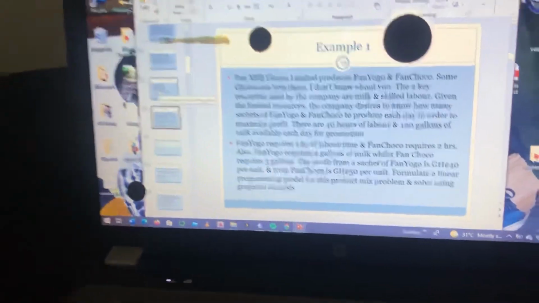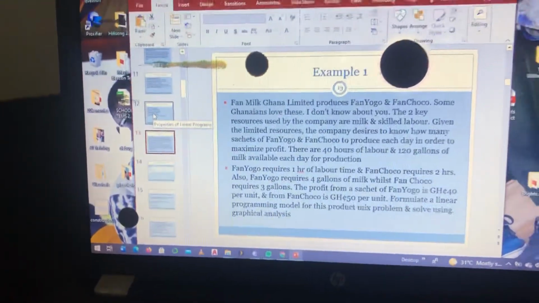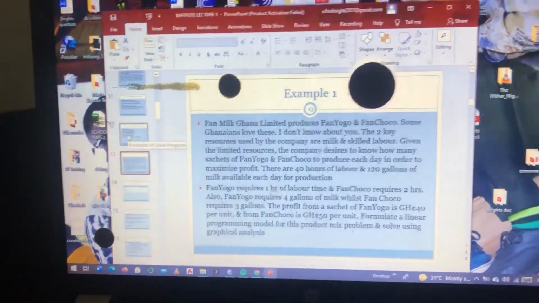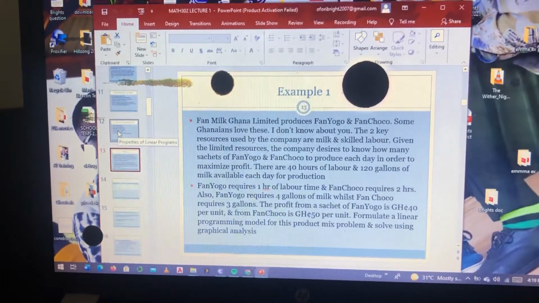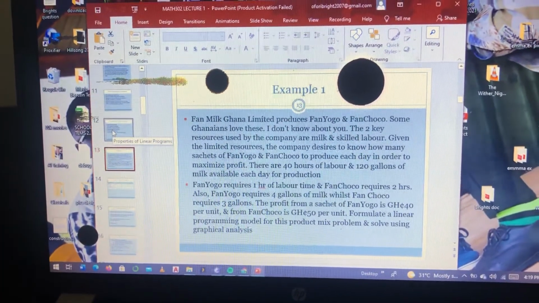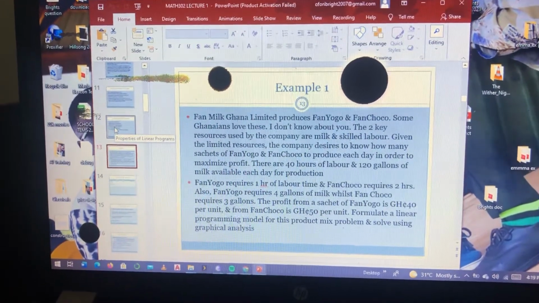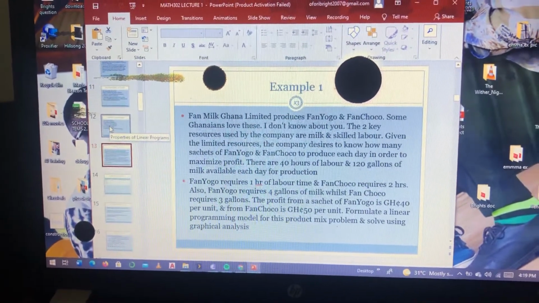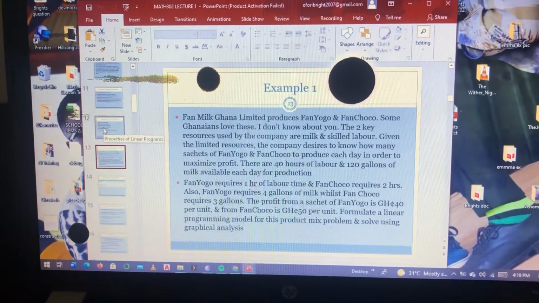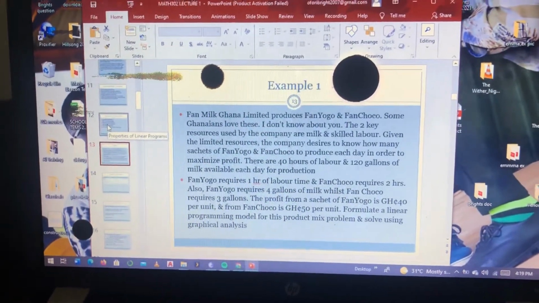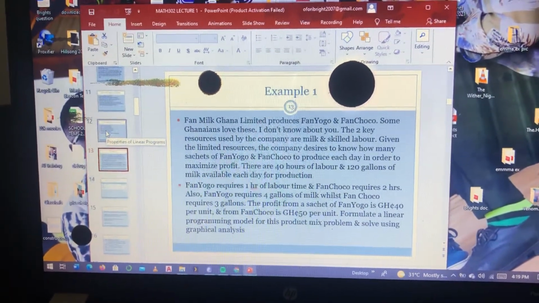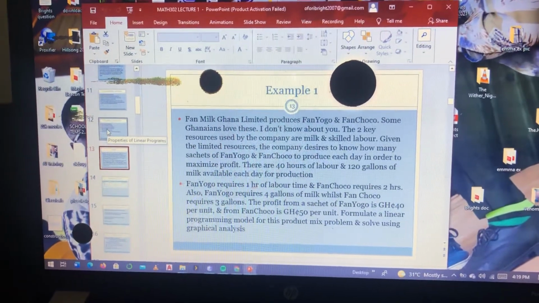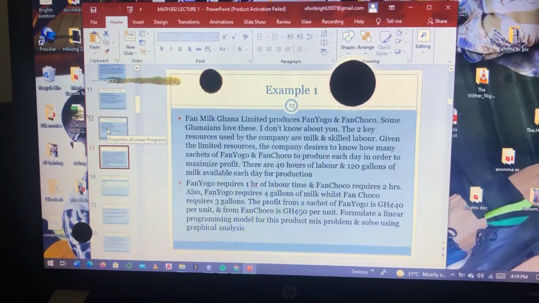So today the question that we have over here is: Farmo Ghana Limited produces Fan Yugo and Fan Chuku. Some Ghanaians love this. I don't know about you. The two key resources used by the company are milk and skilled labor. Given the limited resources, the company desires to know how many sachets of Fan Yugo and Fan Chuku to produce each day in order to maximize profit.